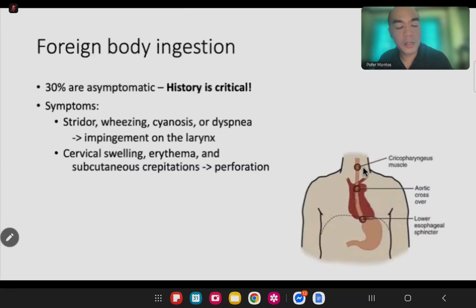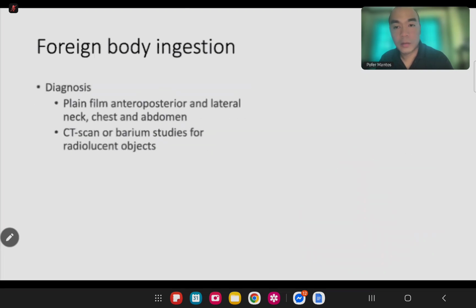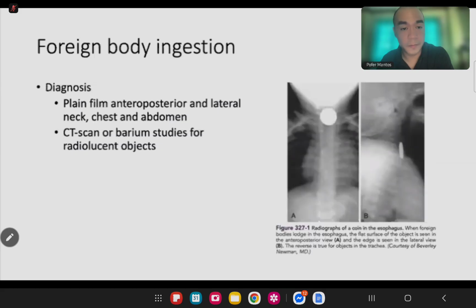These are the areas where the foreign body will usually get lodged, the narrowing areas: the cricopharyngeus, the aortic area where the aorta crosses over, and the lower esophageal sphincter. For diagnosis, we can request an X-ray of the neck, chest, and abdomen. We can also do a CT scan and barium studies. However, we should be careful with this one, because the patient may aspirate with the barium studies.